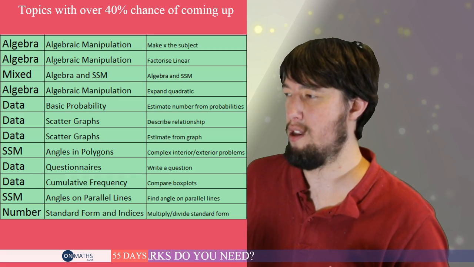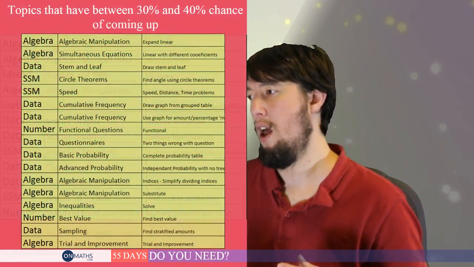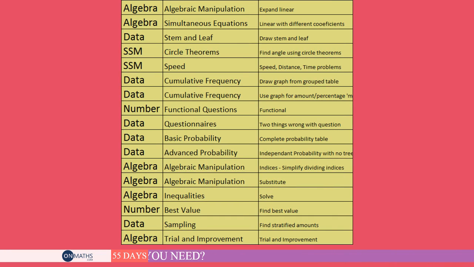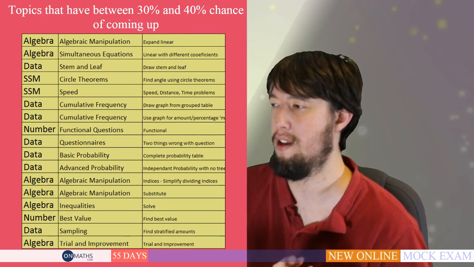Now let's move on to the 30 to 40% chance. So you can see here again, you've got algebraic manipulation, cumulative frequencies come up again, stem and leaf as well for the data, and some basic and advanced probability. Now the bottom 3, I would say, are the ones worth spending time on, definitely at this point.